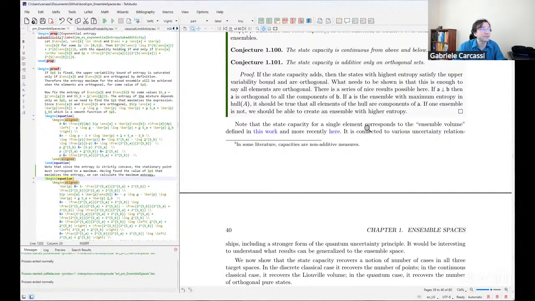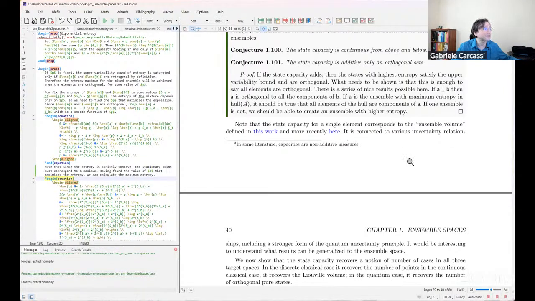Note that the state capacity for a single element corresponds to the ensemble volume defined in this work and more recently here. These are two papers. I think this is from 1999. This is a little bit more recent. And again, I don't know why these results are not more widespread. Sometimes I feel that important results remain obscure and they get rediscovered over and over. And then things that are even wrong get repeated, and people always learn the wrong things and then have to unlearn. I don't know. That's how it works.